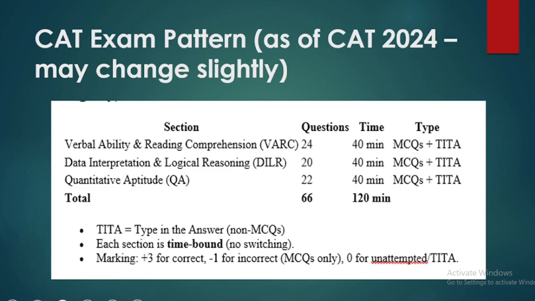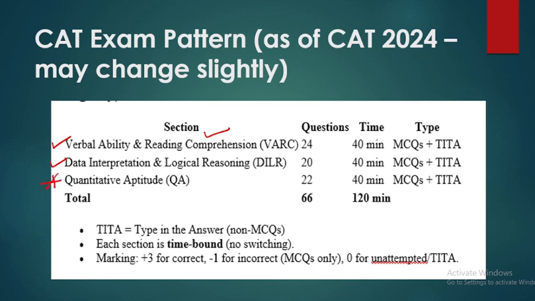Now, just briefly, these three sections are asked in most MBA exams. This is for CAT, but even in GMAT and ZAT these things are covered. Verbal ability and reading comprehension: reading comprehension is related to English, and verbal ability includes critical reasoning and other things. Then data interpretation, which involves tables and charts, and logical reasoning. There are a number of questions you can see, and you can take a screenshot.